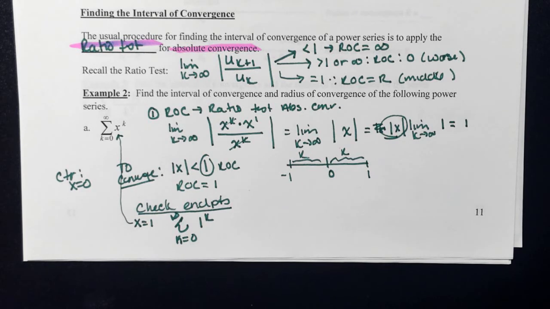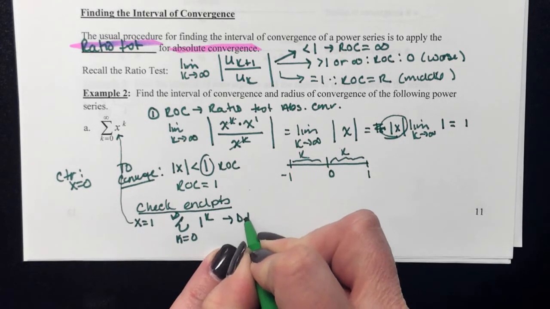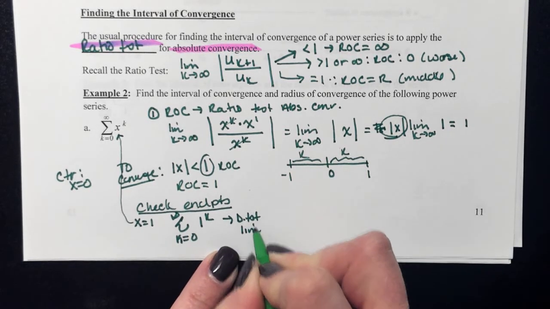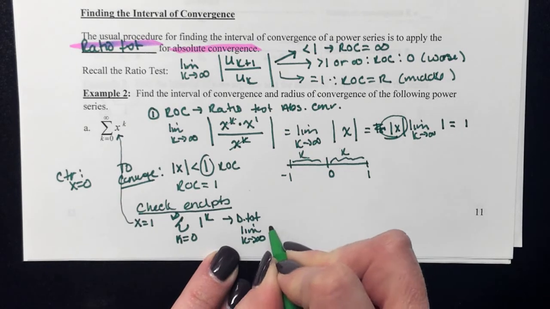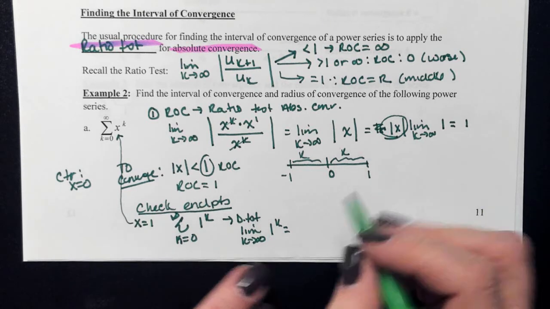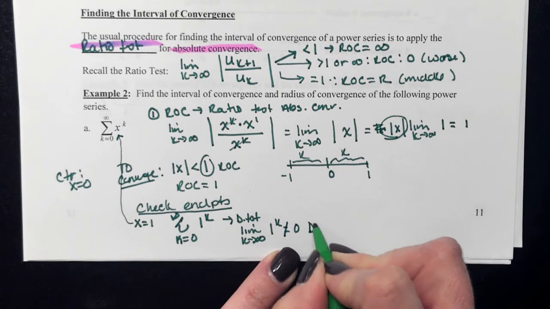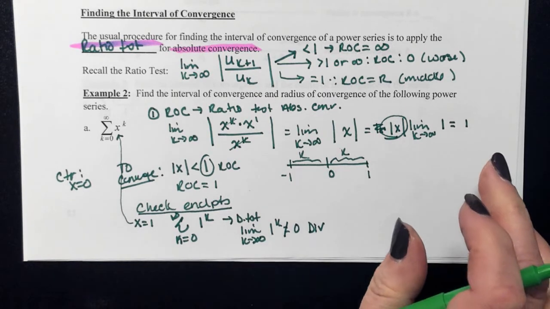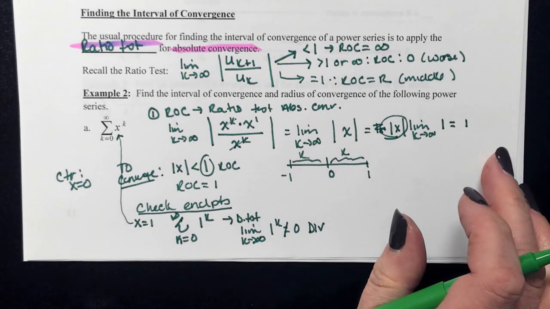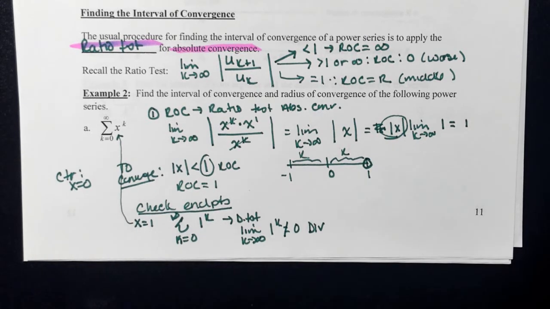What's going to be a good test to use on this? The divergence test. Remember, I'm going to take the limit as k goes to infinity of 1 to the k, which is just going to be equal to what? 1. Exactly. We know it's not equal to 0, so this is going to diverge. So I'm not going to include 1 in my interval of convergence.